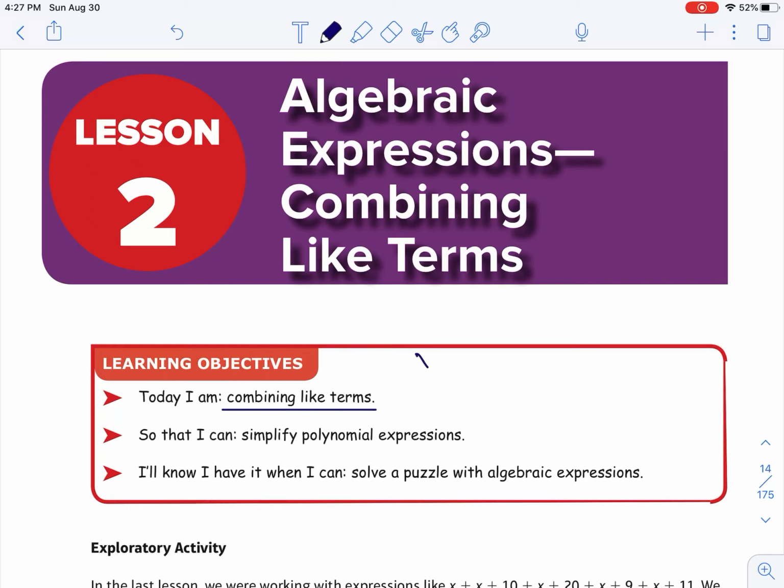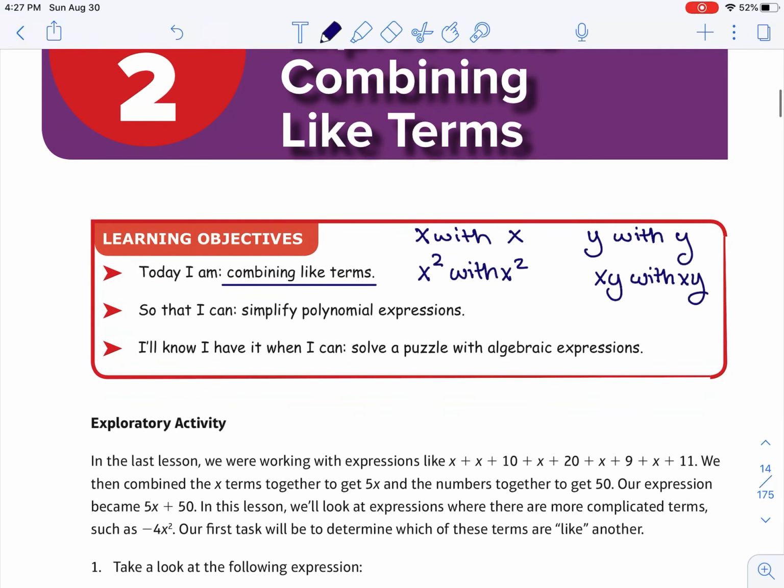Combining like terms means that we're trying to put x's with x's, y's with y's, x squareds with x squareds, and xy's with xy's. All of those are different terms, okay? An x is different from an x squared, a y is different from an xy. They're different. So we only want to put them with things that are completely like them. This way you can learn how to simplify. Simplifying is making a problem as simple as possible.